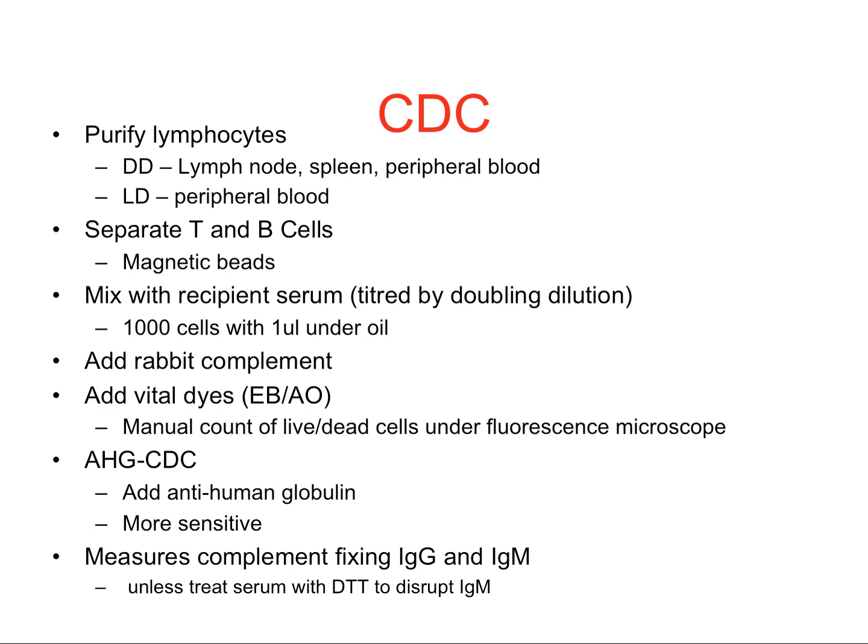So for CDC, you purify the lymphocytes either from the lymph node or the spleen, or the peripheral blood in living donors. You separate the T and B cells with magnetic beads, and you mix the recipient serum, treated by doubling dilution, under oil, 1,000 cells in a microliter using a Hamilton syringe. You add the rabbit complement, you add the vital dyes, ethidium bromide and acridine orange, and then you do a manual count of live and dead cells under a fluorescence microscope. And you can make the system more sensitive by adding the anti-human globulin, a practice common in the USA. So what you're measuring here is cytotoxicity, and you're measuring complement-fixing antibody.